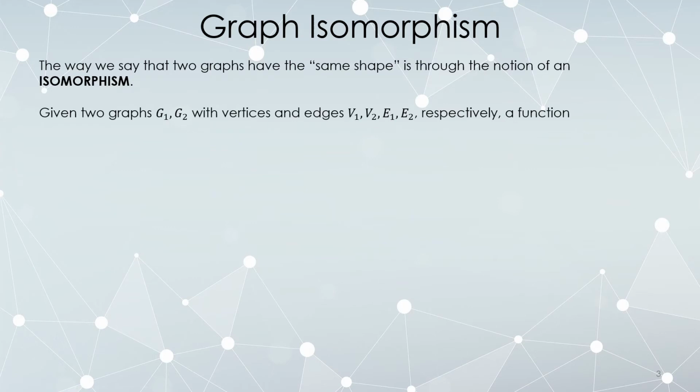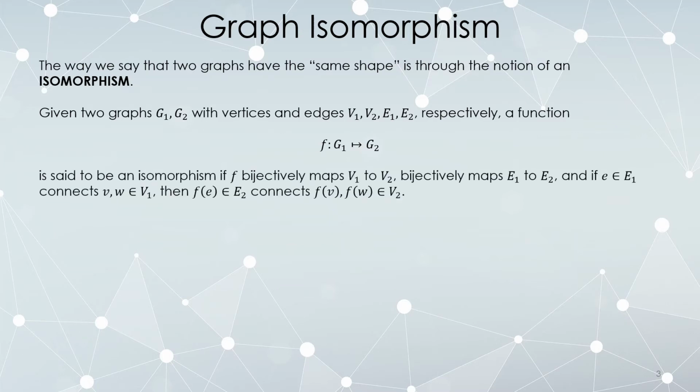So if we have two graphs, G1 and G2, comprised of vertices and edges V1, V2, E1, E2, respectively, suppose we have a function that maps one graph to the other in a way that bijectively maps vertices to vertices, edges to edges, and in fact, if I have an edge in the domain graph, which connects two vertices in the domain, then that image in the range graph must connect the same two vertices' images in the range.